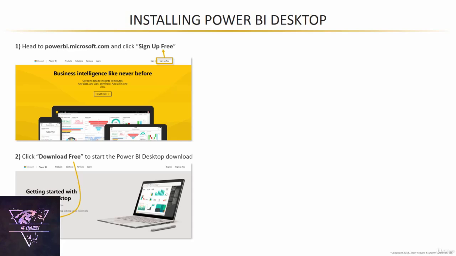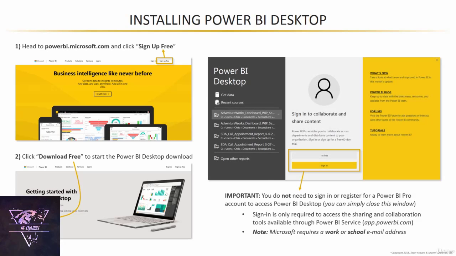Once the download is complete and you fire up the program for the first time, you'll likely see a screen that looks something like this. Now, it may ask you to sign in to collaborate and share content. Keep in mind that you don't have to sign in to use Power BI Desktop. In fact, you can click the Get Data button to get started, or simply close this screen and continue using Power BI Desktop as normal. The sign-in is only required to access the sharing and collaboration tools available through Power BI service at app.powerbi.com.